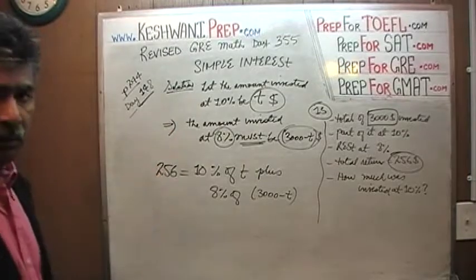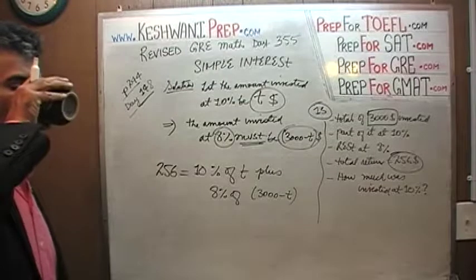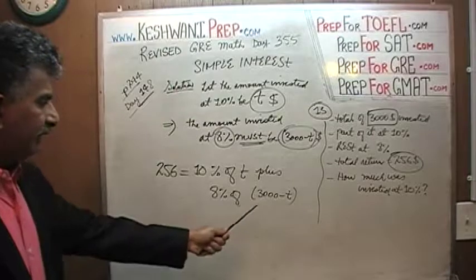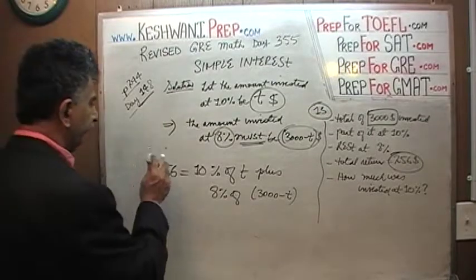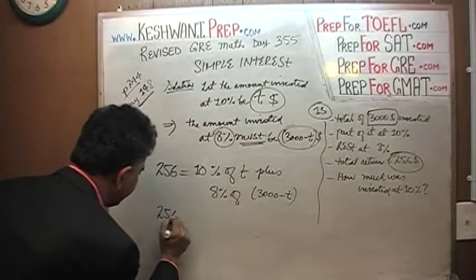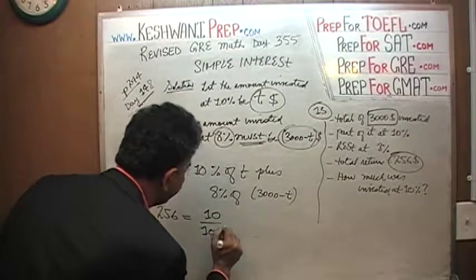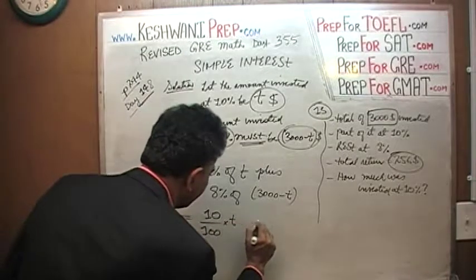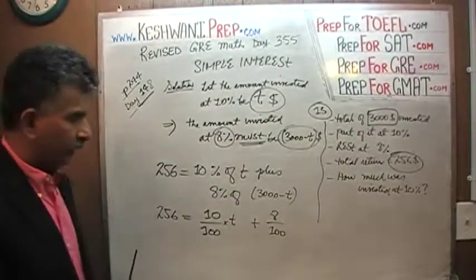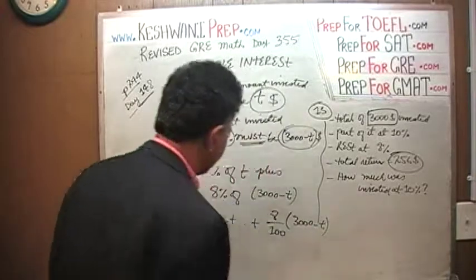We need to continue here. We're going to continue this on the top. 10% of t plus 8% of 3,000 minus t. So this 256. 10% can be written as 10 over 100 times t, plus 8% can be written as 8 over 100 times 3,000 minus t.